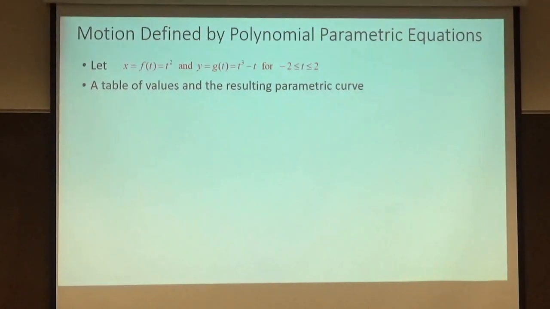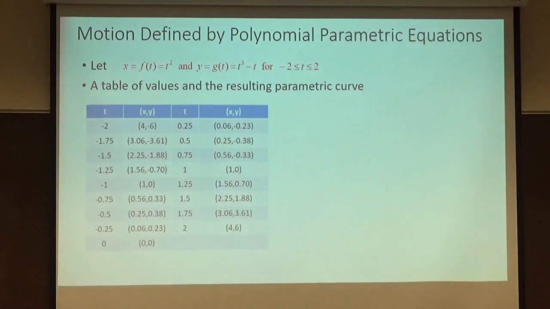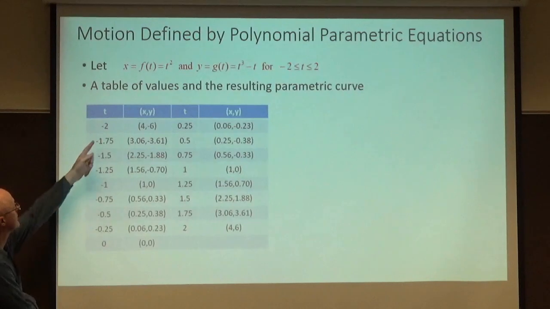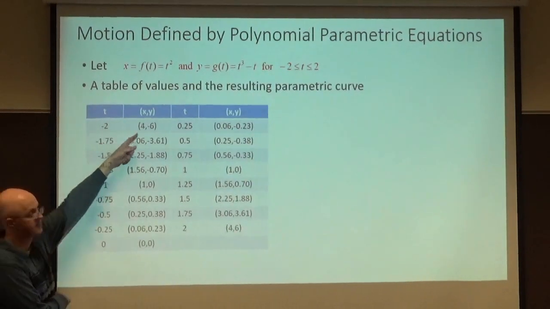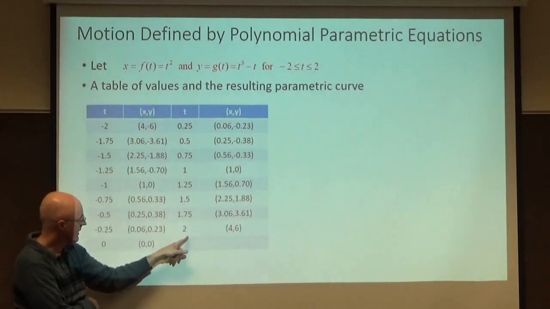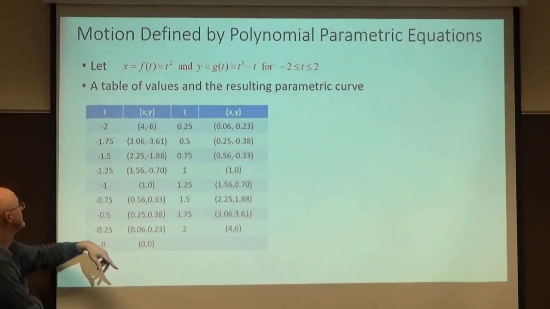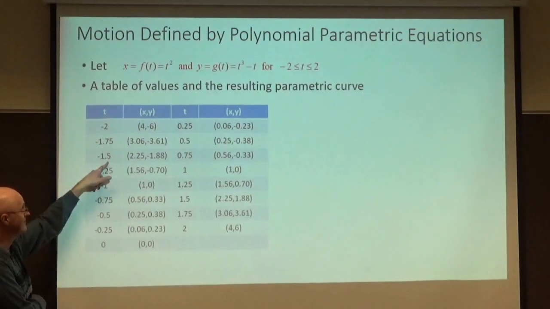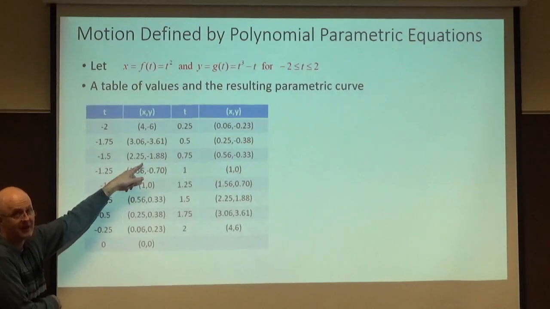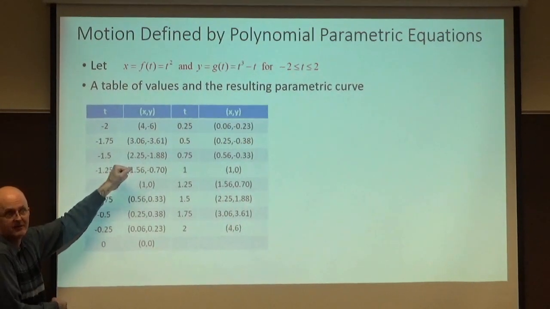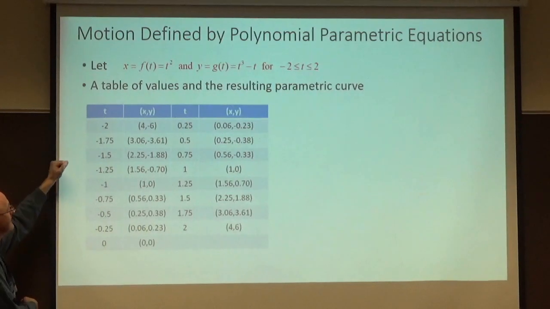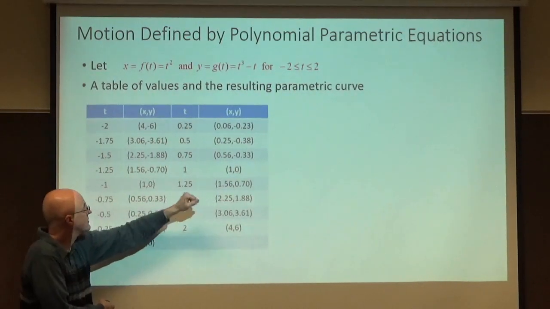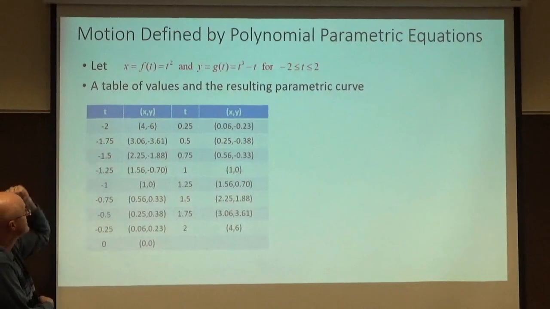Okay. So here are the values that I picked from -2 to +2. Notice that the x-coordinate is the square of t. x equals t squared, so -2 squared is +4. +2 squared is also +4. -1.5 squared, I hope you have memorized, is +2.25, because 15 squared is 225. That's the reason. +1.5 squared is 2.25. So the x-coordinate is t squared.